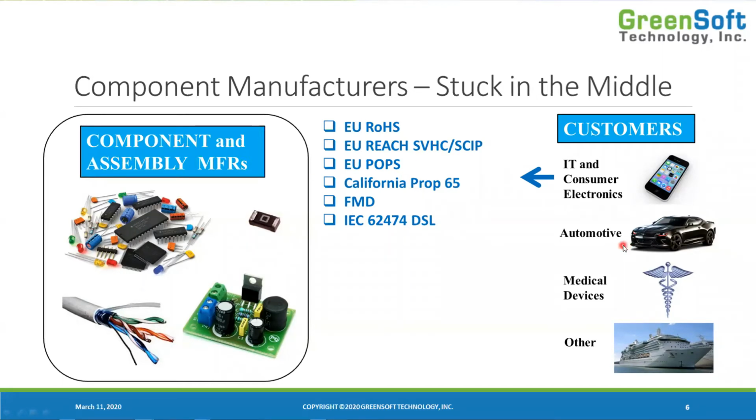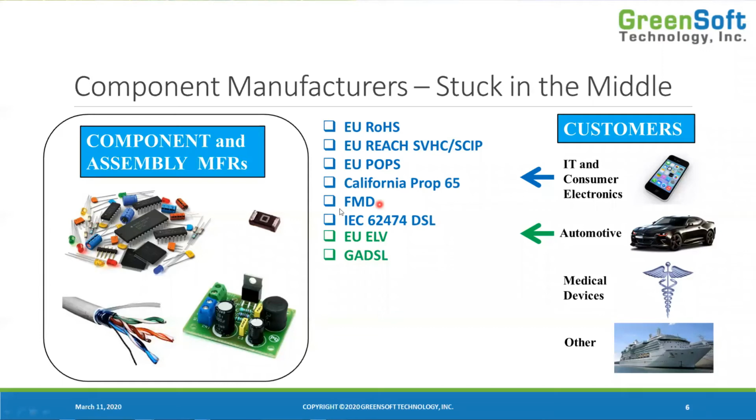Now we look at our automotive customers. Some of this is going to be applicable to them and some of it is not. When we look at the automotive customers, we see, well, the EU RoHS, they're out of scope for that. They don't care about RoHS, but they do care about REACH. They do care about POPs. They may or may not care about California Prop 65, depending on their processes and where these components are located in the car. And then, again, they're still going to want FMD from you.